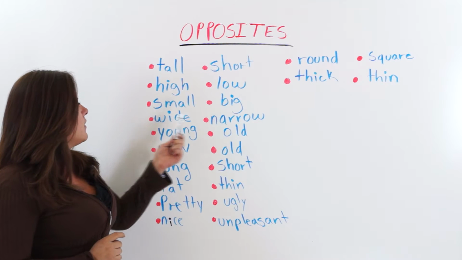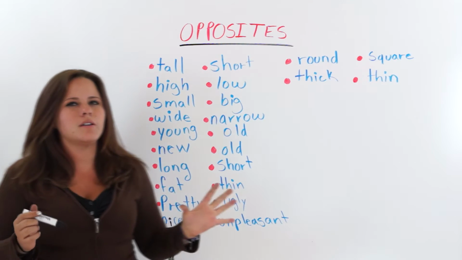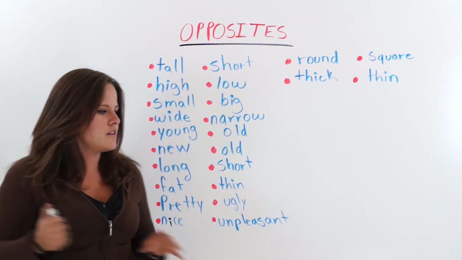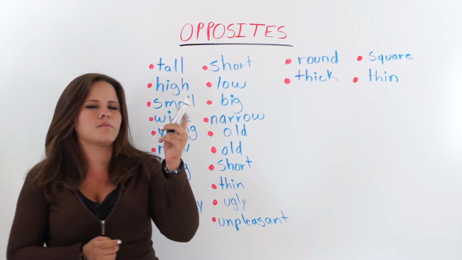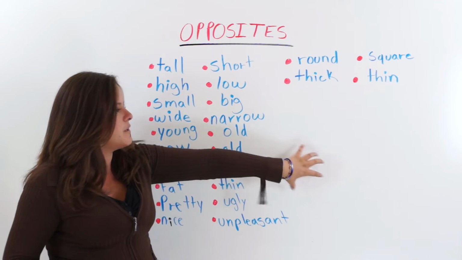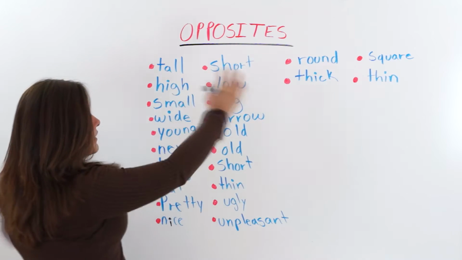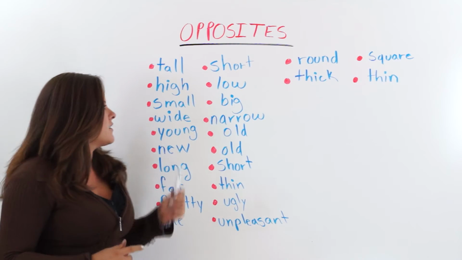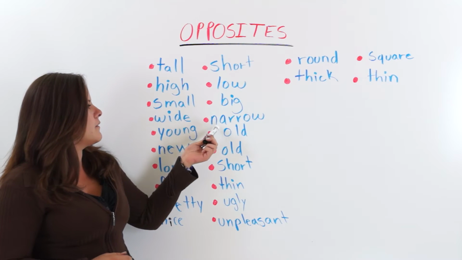Next one, small and big. It's usually used for things. For example, this is a small marker. We could say it's really small. This is a big whiteboard. It's really big, okay?